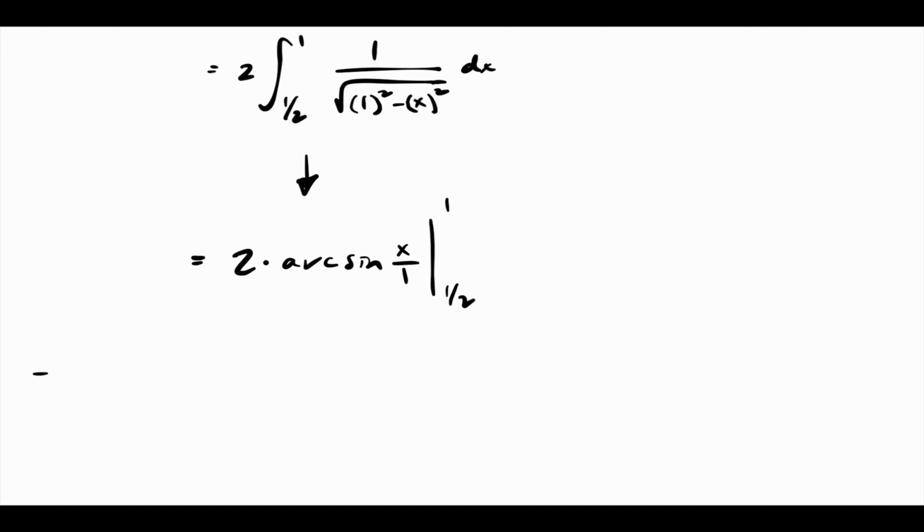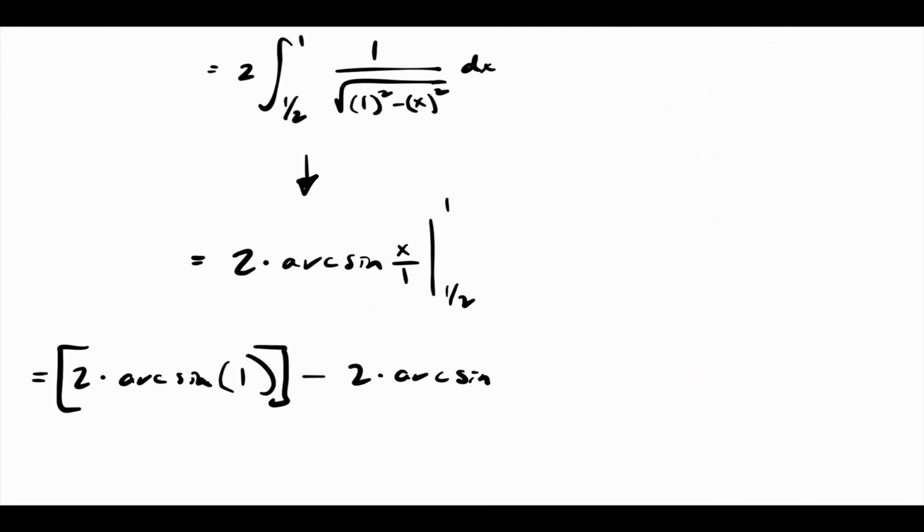Okay, so we're going to plug in. So the antiderivative is this. What I have to do is now evaluate it. Plug in 1, get an answer. Plug in 1/2, get an answer. Okay, so 2 times arc sine of 1, minus 2 times arc sine of 1/2.